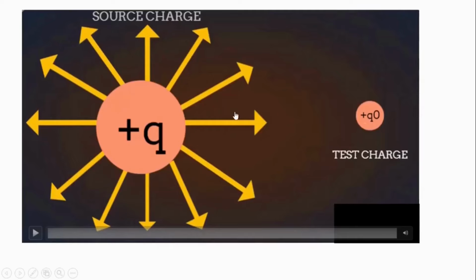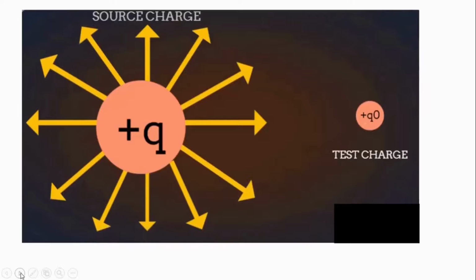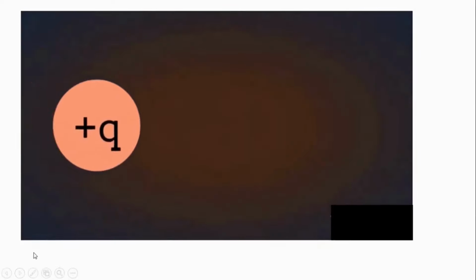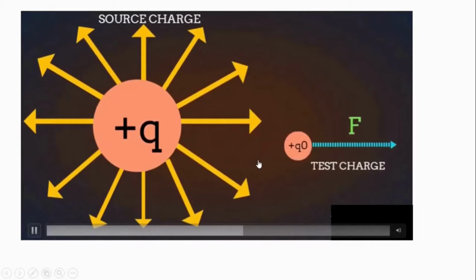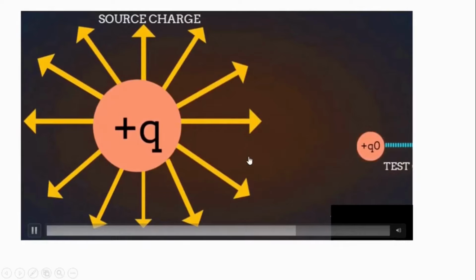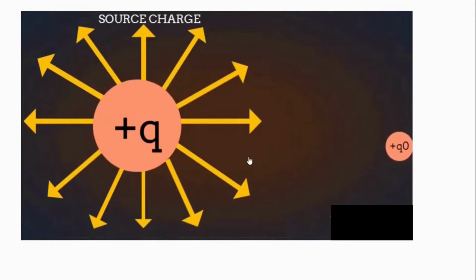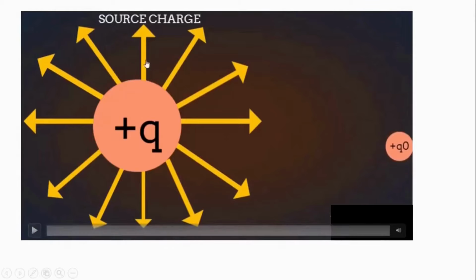Whenever the test charge comes near this source charge, it will experience a kind of force, and that is because of the presence of the electric field. Here lies the concept of the electric field. Now let us understand another situation where we have the same source charge present in space, but this time a test charge is placed near it, so it will experience a force. Now, where does this force come from? This is because of the presence of the electric field around the source charge.